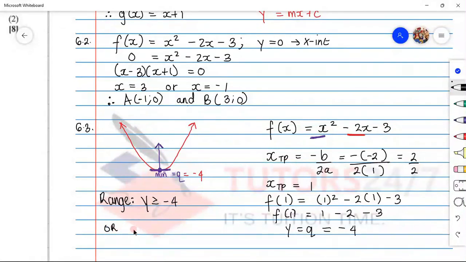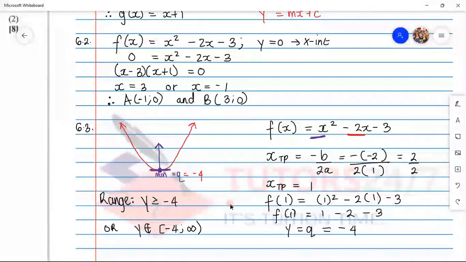An alternative representation would be y an element from our minimum value, which is -4, all the way to our maximum value, which is positive infinity. Now I've used squared brackets because we are including the value of -4, because our graph touches -4. If our graph didn't touch -4, if it was from above -4, we would use rounded brackets and we wouldn't use the equal to sign.